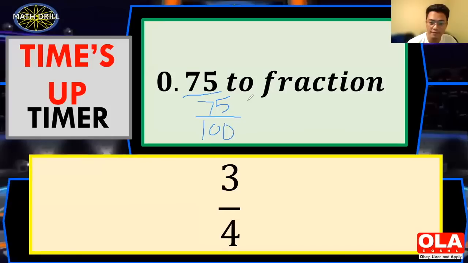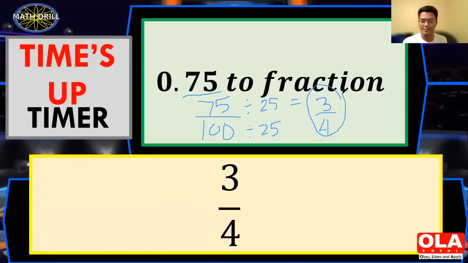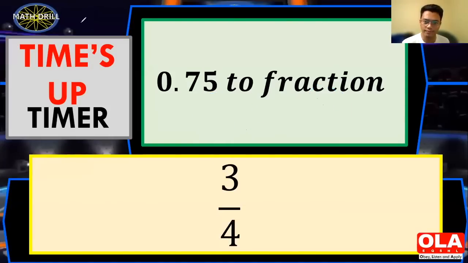But this can be simplified by dividing it by its GCF. So divided by 25, divided by 25. Okay, 75 divided by 25 is 3. And 100 divided by 25 is 4. That's why you will be getting 3/4. Okay, so that is the final answer. For the next one, ready?